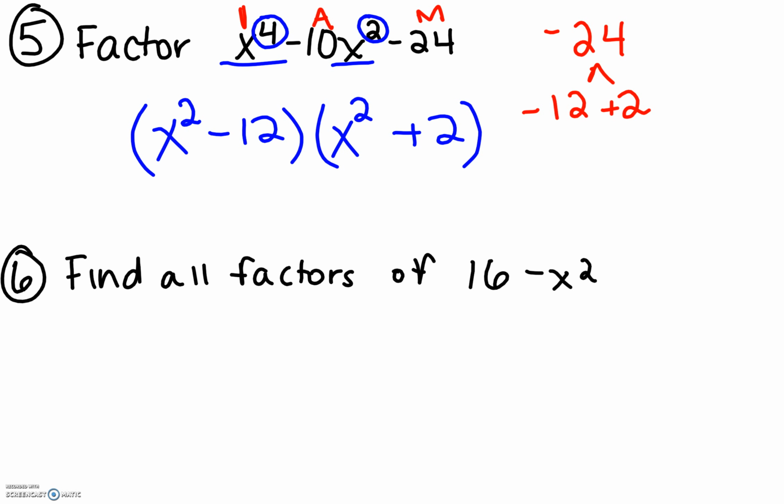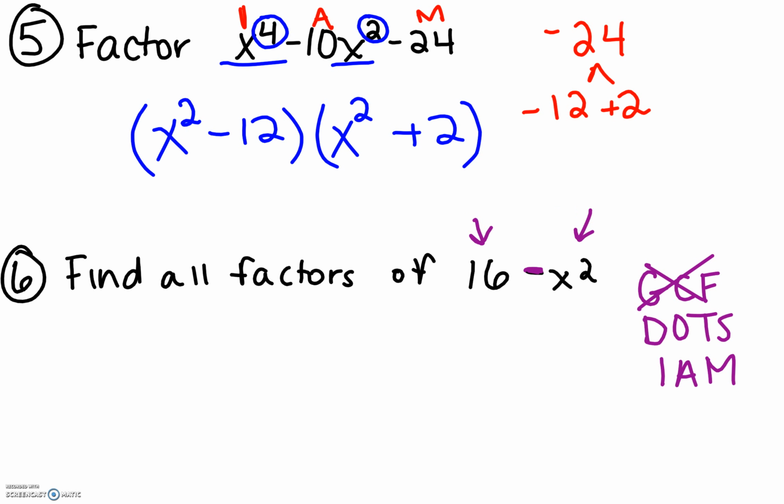For 6, find all factors of 16 minus x squared. So let's think. Always check for GCF. Then it's between DOTS or 1AM. So 16 and x squared both don't have a common factor, so it can't be GCF. You should notice it's the difference of two perfect squares.